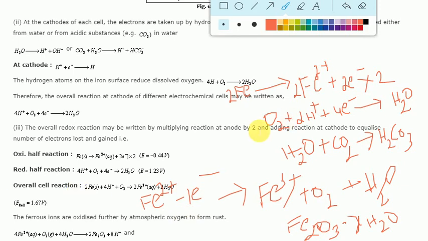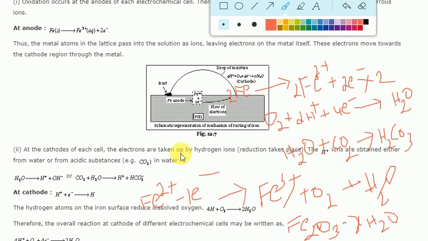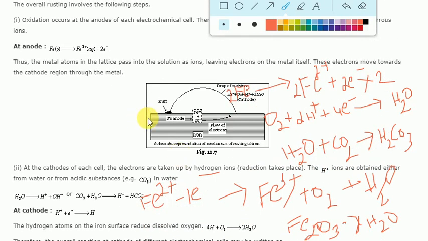I am saying once again: initially there is an iron atom. That iron atom loses 2 electrons and acts as an anode. These 2 electrons are gained by the hydrogen atom. The hydrogen reacts with oxygen and forms water. Fe2+ ion is there. How does the H+ ion come? Either from the water molecule or from carbon dioxide forming carbonic acid.